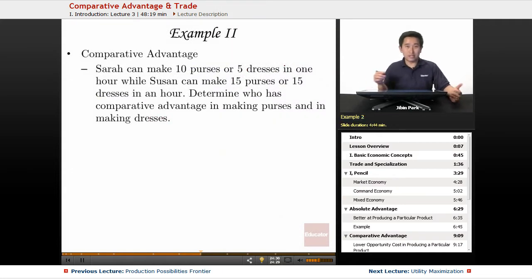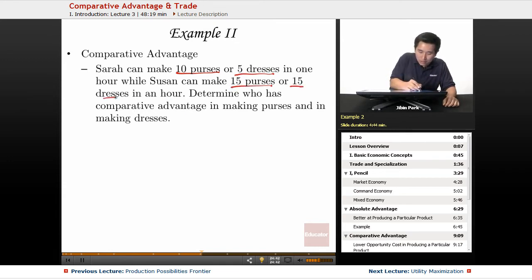So another example, let's say you have 2 individuals. Let's say you have Sarah and then you have Susan. So let's say Sarah can make 10 purses or 5 dresses in 1 hour, while Susan can make 15 purses or 15 dresses in an hour. Determine who has comparative advantage in making purses and in making dresses.